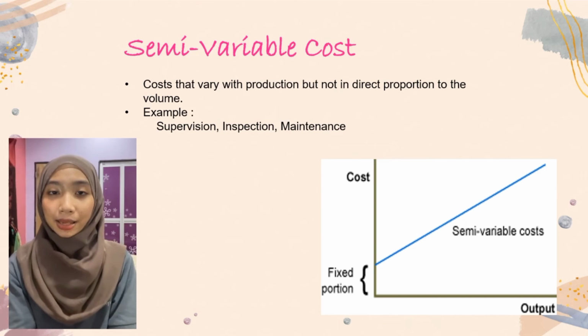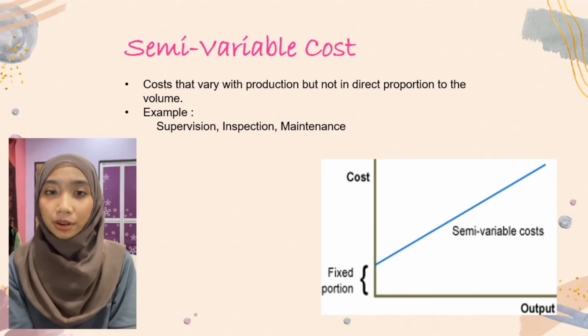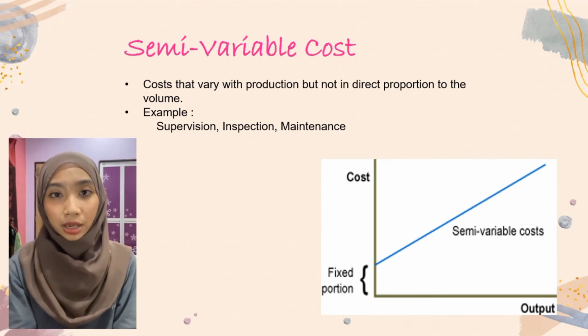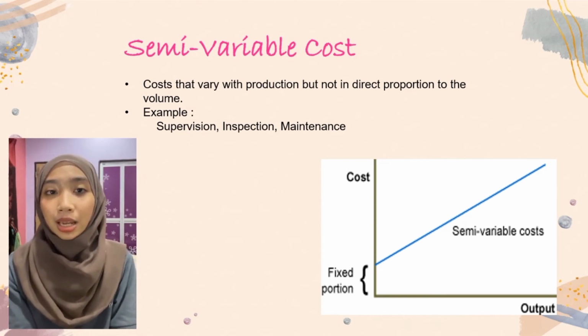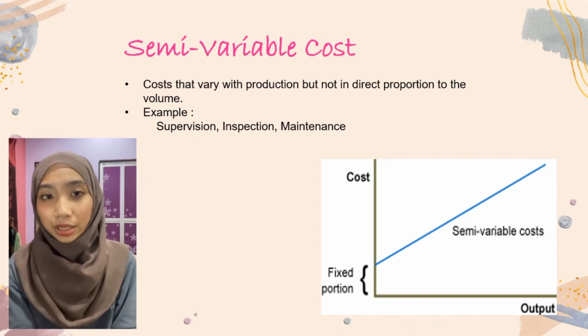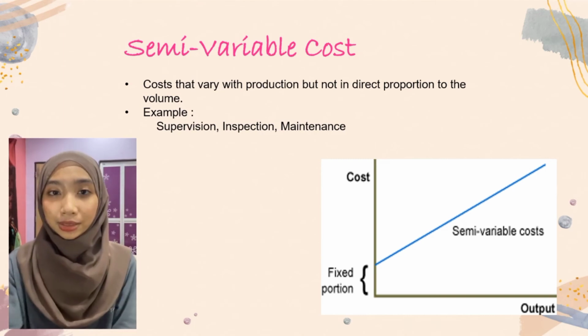Lastly is semi-variable cost. Semi-variable cost is a cost that varies with the production but not in direct proportion to the volume. As examples, supervision, inspection, and maintenance. The graph shows the cost that is semi-variable.